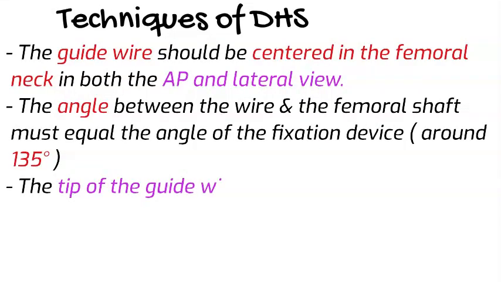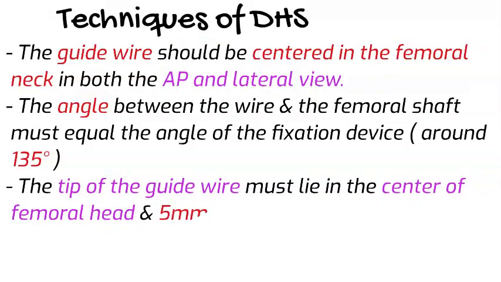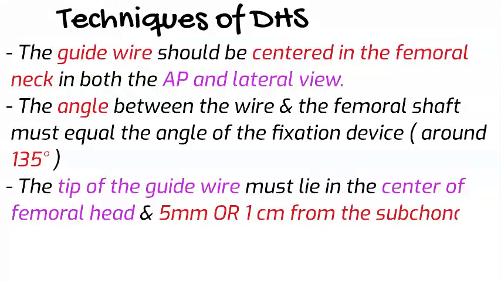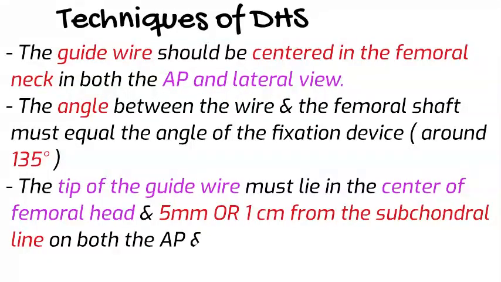The tip of the guide wire must lie in the center of femoral head and 5 mm or 1 cm from the subchondral line on both the AP and lateral views.